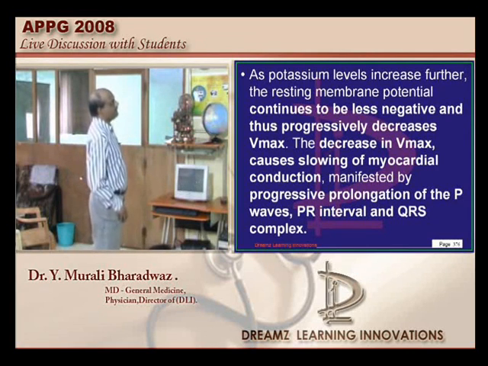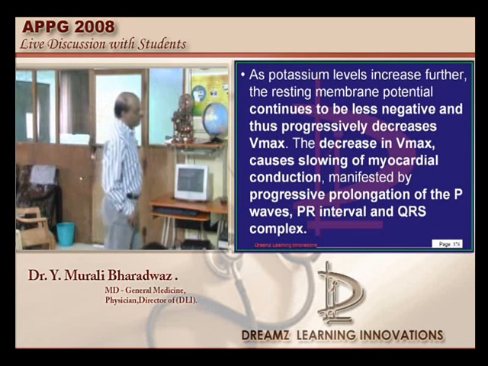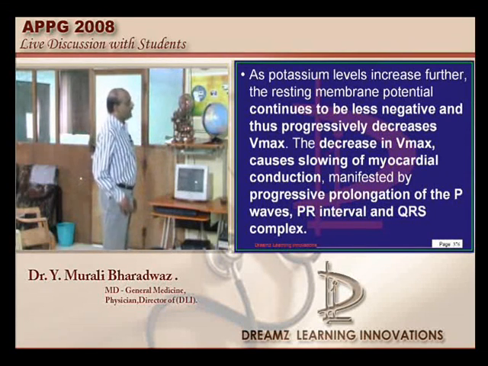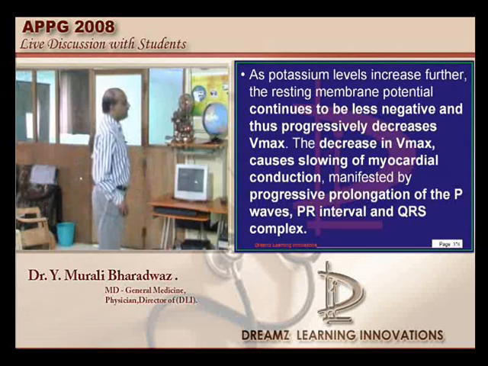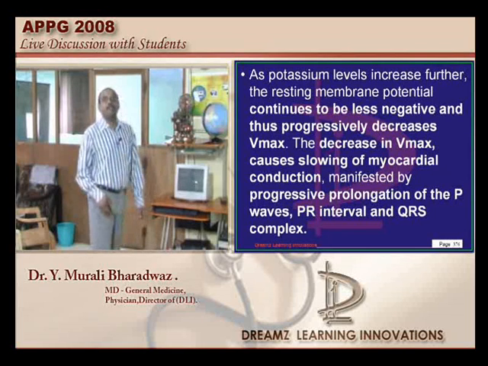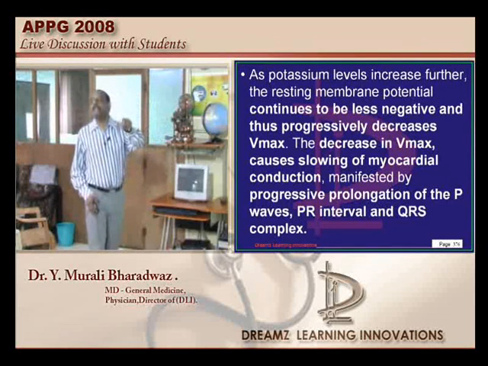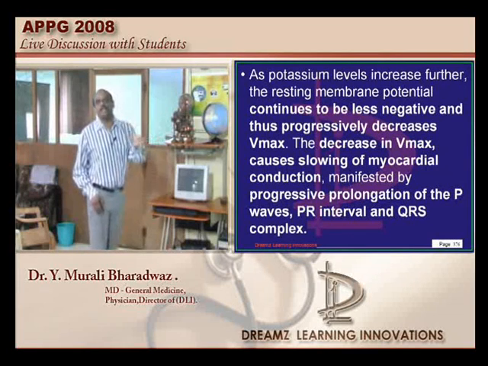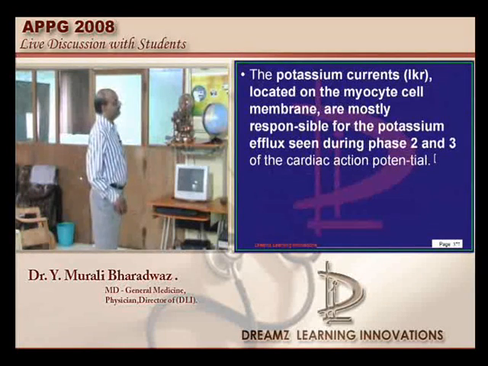Let us look at what else happens. It continues to become less negative, and that leads to a decrease of the Vmax, and it will slow the conduction of the myocardium. That is how you see on ECG prolongation of P waves, PR interval and QRS complex. They are all the features that are seen.